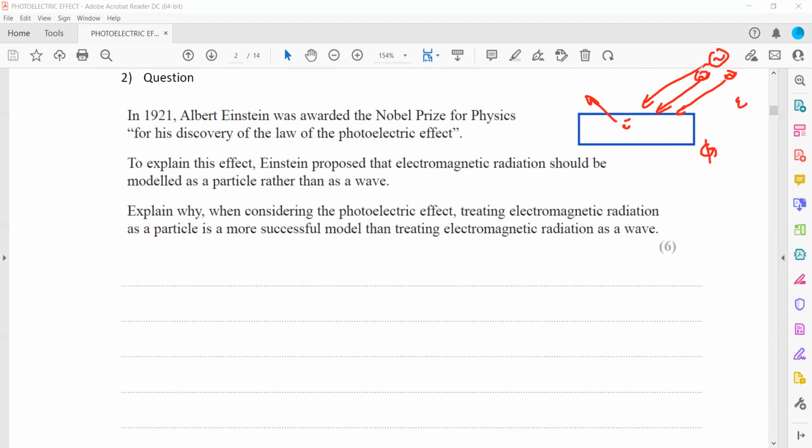The remaining energy which the electron absorbs from the photon is converted into kinetic energy, or used as motion. To explain this effect, Einstein proposed that electromagnetic radiation should be modeled as a particle rather than a wave. This means he suggests the wave nature cannot explain the photoelectric effect. As we know, light has a dual nature. Some phenomena of light can be explained by wave nature, and some by particle nature. The photoelectric effect can only be explained by particle nature. It cannot be explained by wave nature.